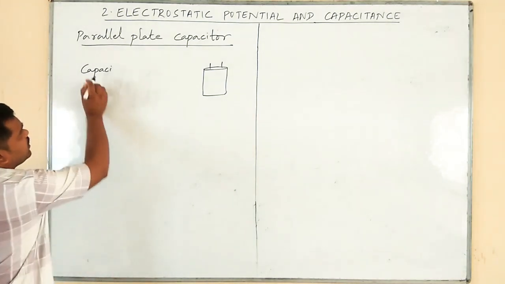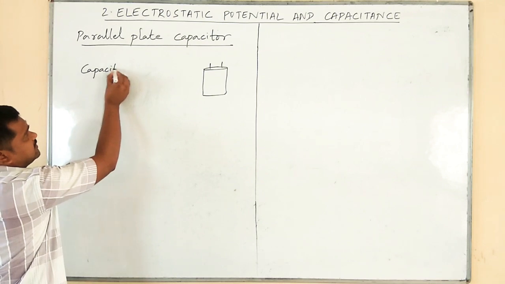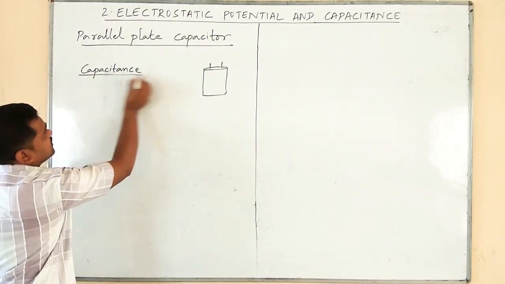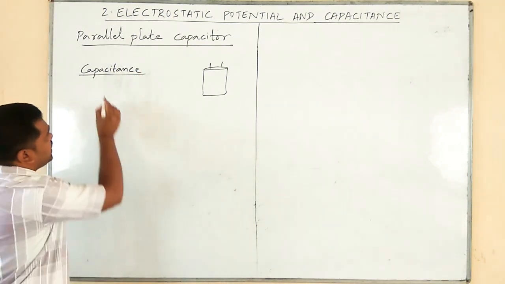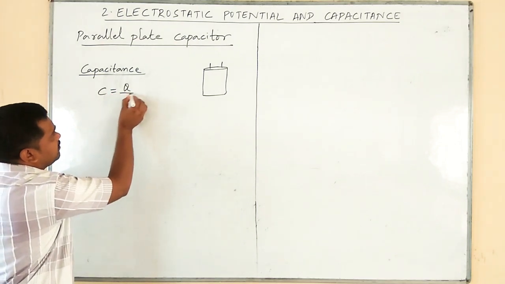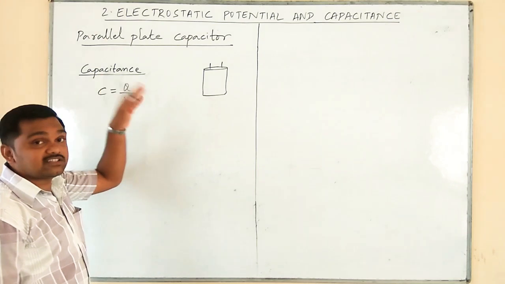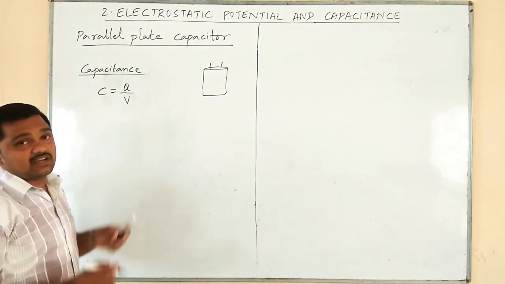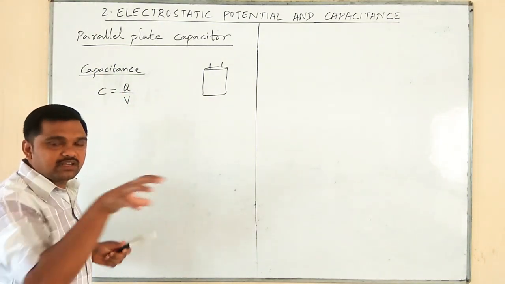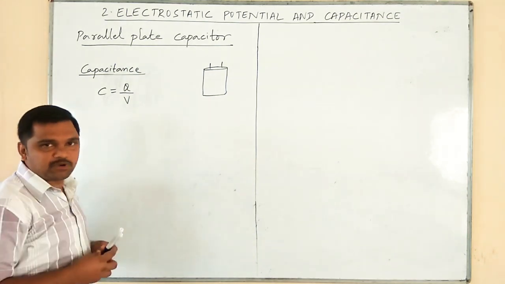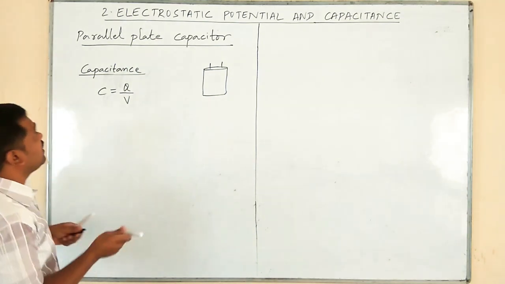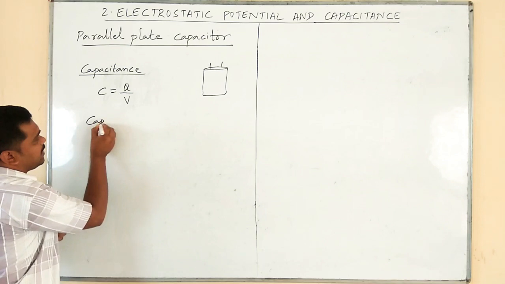Now we have the definition for capacitance, isn't it? What is capacitance? Capacitance C is given by Q divided by V. That is, capacitance of a conductor is nothing but the amount of charge given to it per unit rise in its potential. In the same way, how do we define the capacitance of a capacitor?